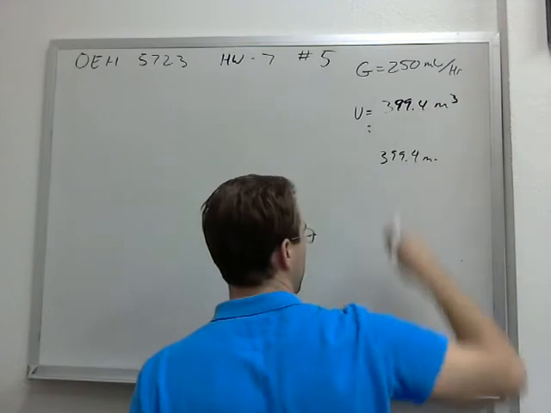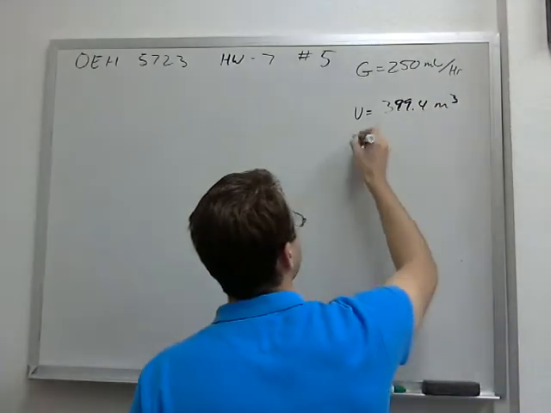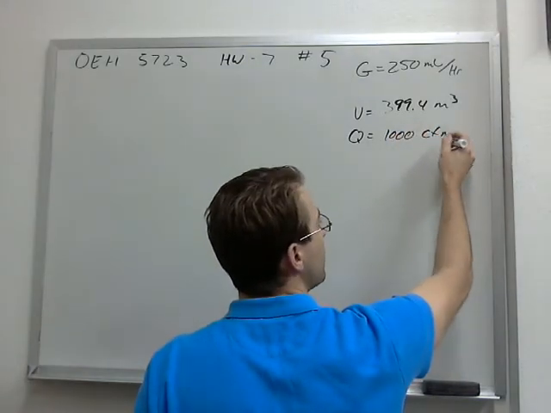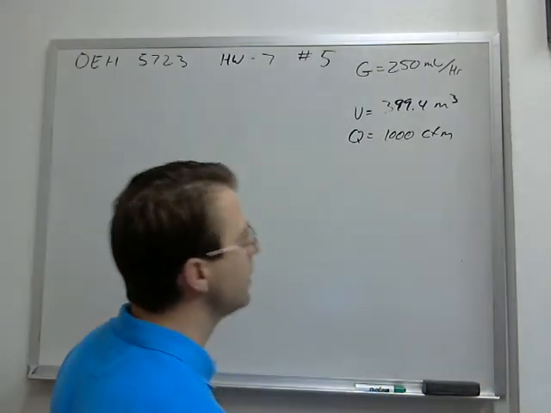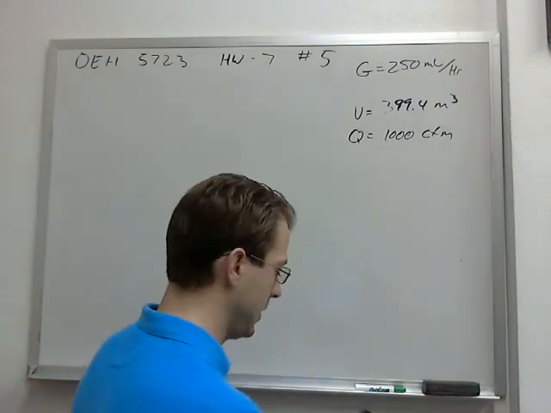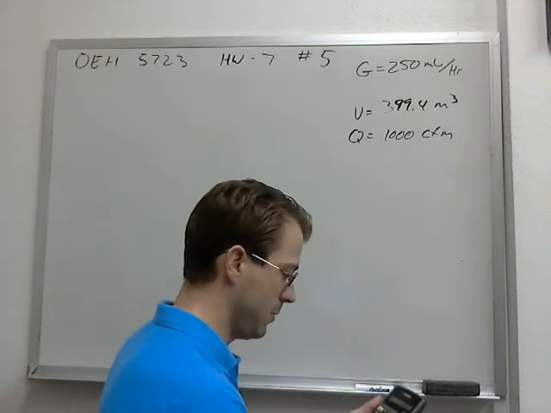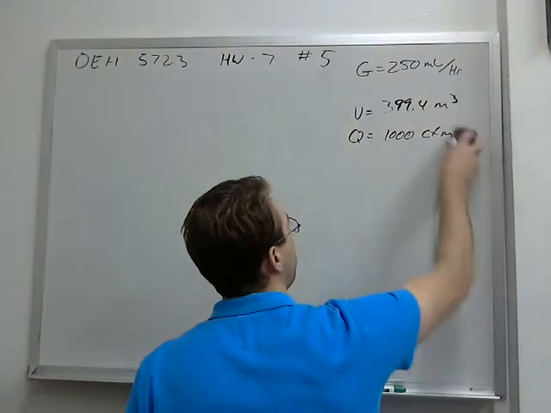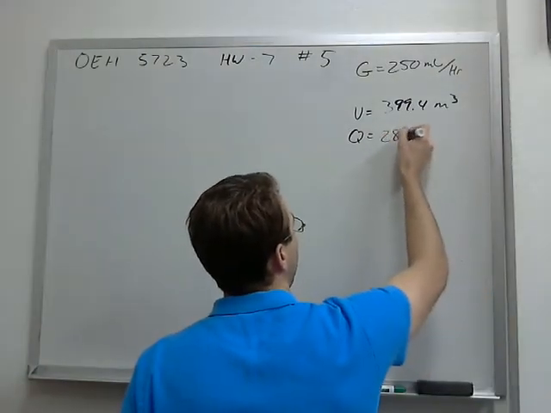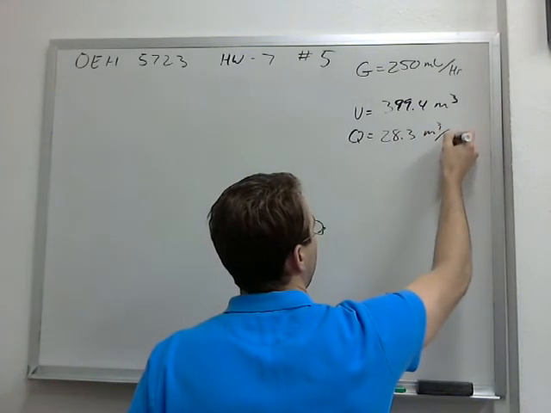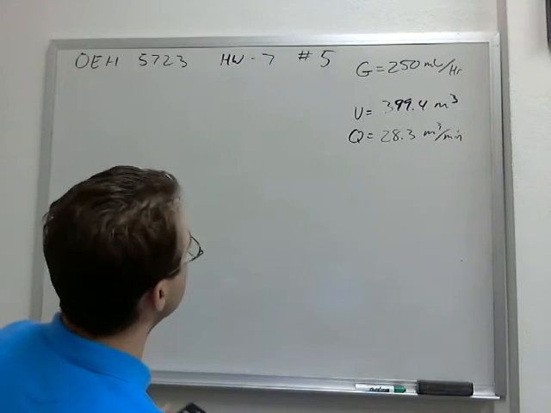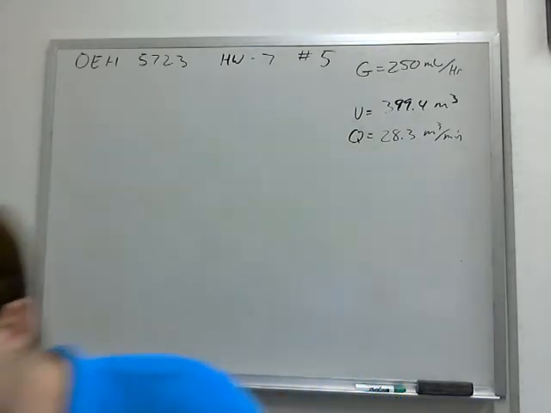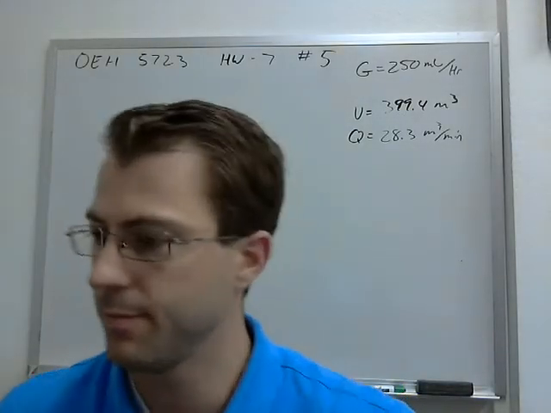399.4 cubic meters, and we're told that our flow rate is 1,000 CFM, which is cubic feet per minute. So we need to get that into cubic meters per minute. That would just make things easier. So 1,000 divided by 35.3 is going to be 28.3 cubic meters per minute. All right, and what we want to know is what the concentration will be after 30 minutes.